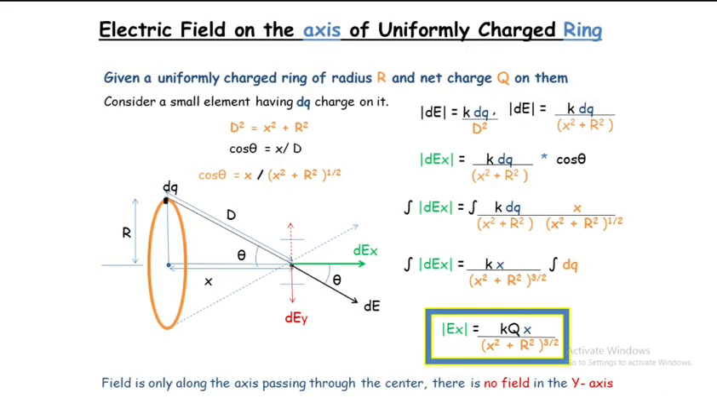First, we will see what we have studied in our previous lecture. We have done how to find electric field on the axis of a uniformly charged ring.